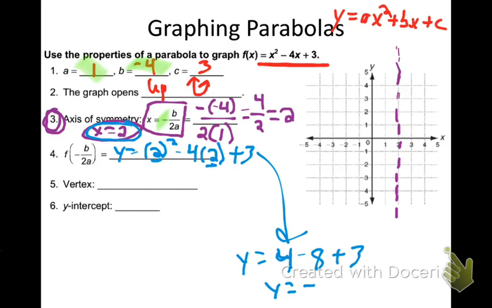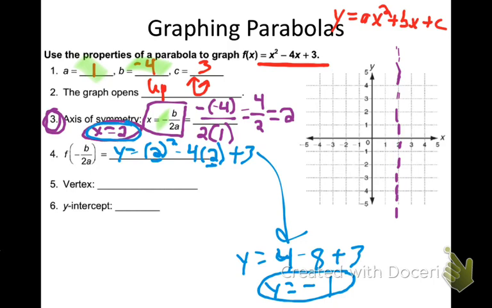4 minus 8 plus 3 is what, Lane? Negative 1. Oh, so you just take 2 squared, which is 4. You just plug in the axis. Yep. 4 minus 8 is negative 4. Negative 4 plus 3 is negative 1. You with me now? Okay.